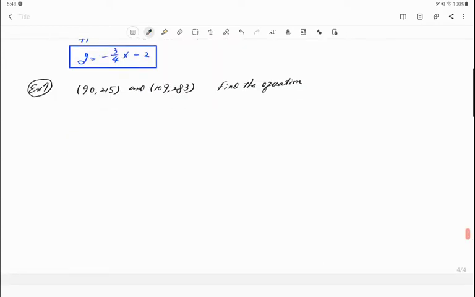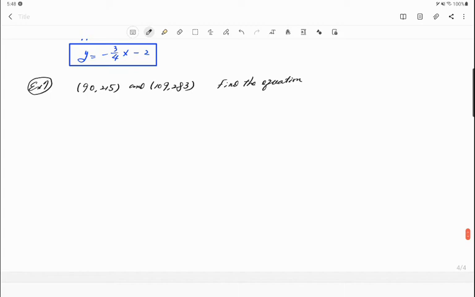Okay, example 7 is there are a bunch of data given, x value, y value. The swing speed is the x value, and the carrying distance is the y value. So we will pick up 2 points, and we will use these 2 points to find the slope in order to write the equation.